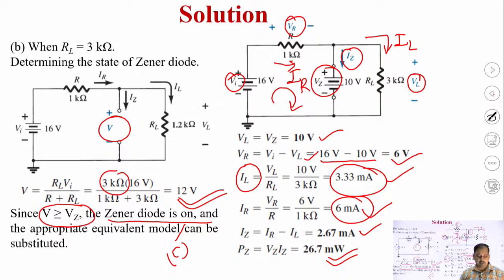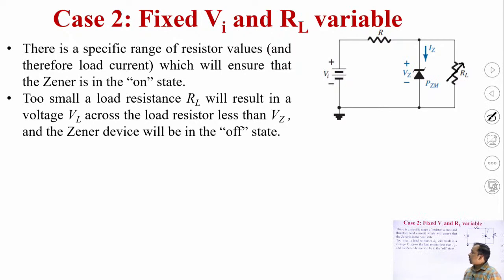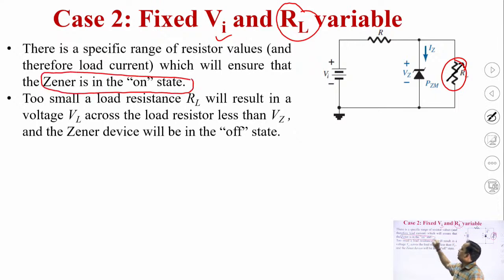So we have the second case, where the input is fixed but the load resistance is variable. There has to be a specific range for the load resistance RL for which the Zener diode is in the on state. This is the condition: when the Zener diode is in the on state, what is the value of RL? As I was telling you in the previous question, when the load resistance value is very small, it will not be able to turn on the Zener diode. So we have to sufficiently increase the value of load resistance.